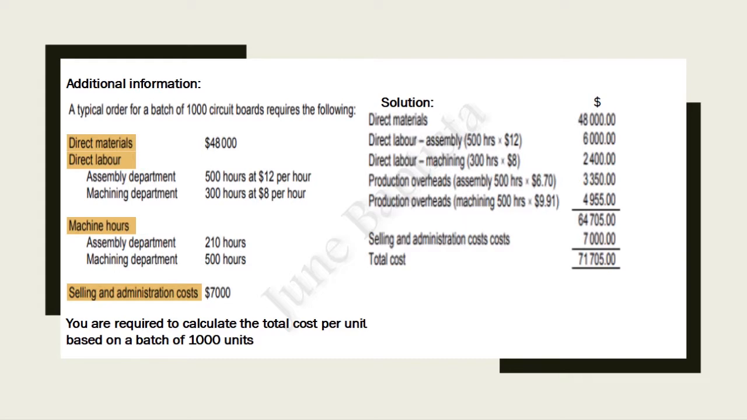Direct materials is already given at $48,000, no calculation required. Direct labor for assembly would be 500 hours at $12 per hour, which gives you a total of $6,000. Direct labor for the machining department is 300 hours at a rate of $8 per hour to give you a total of $2,400.